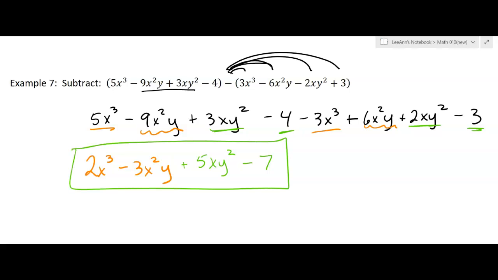And that would be the polynomial that you get when you subtract the 2 polynomials that they gave us. Do I have anything else? Nope, I think that's it.